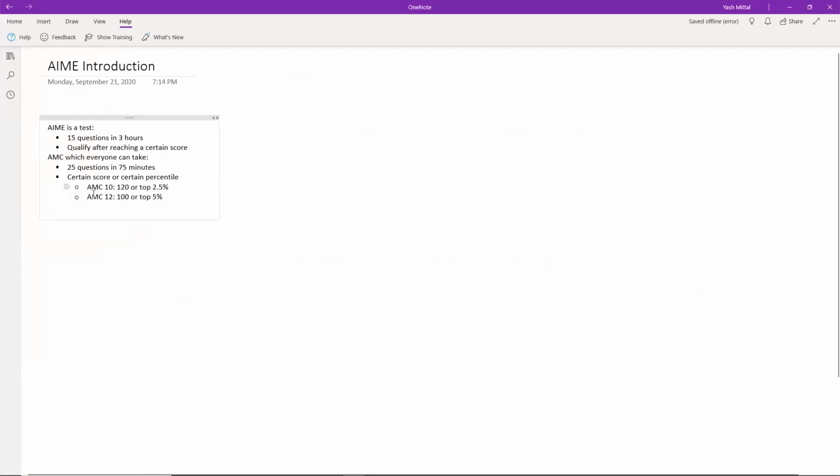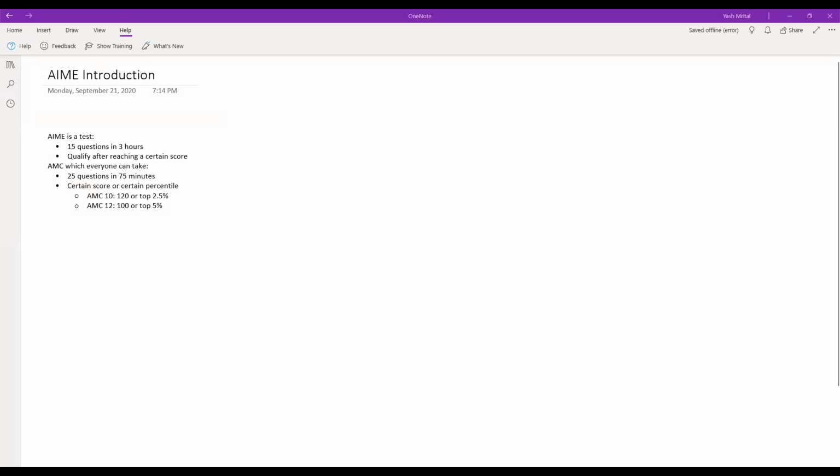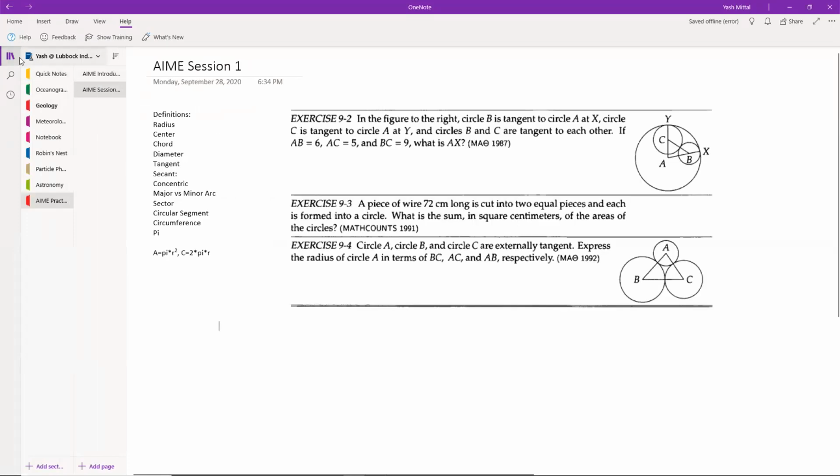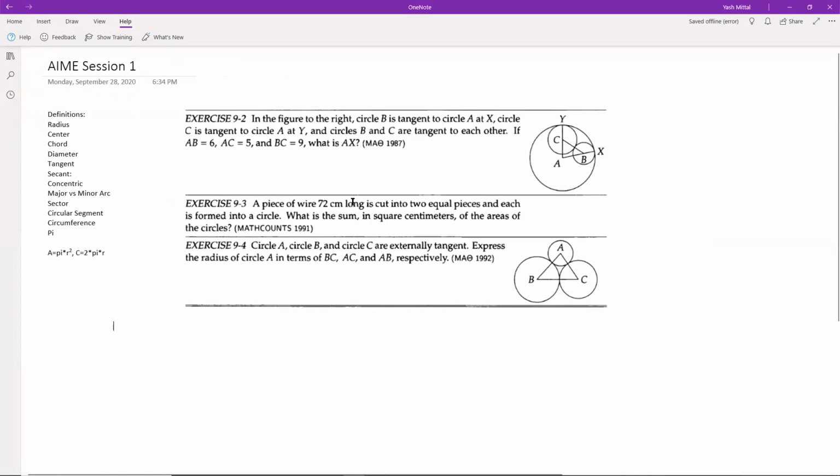So for AMC 10, 120, and for AMC 12, 100, or these percentiles, 2.5% or 5%. I think you guys can figure it out based on that. If you have any questions, just DM me on Discord if you need any help understanding it. But I think at the moment you are able to do it. So let me go to the first session right here.